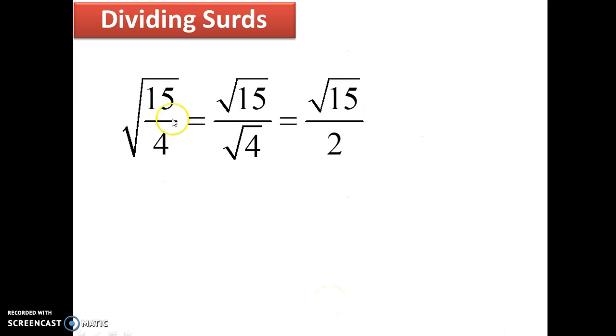Another example of that, here we have 15 divided by 4. That can break into two separate radicals, and the bottom one we can take a square root of. The square root of 4 is 2, so we can leave it like this.